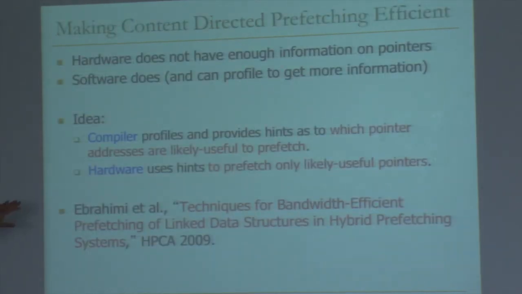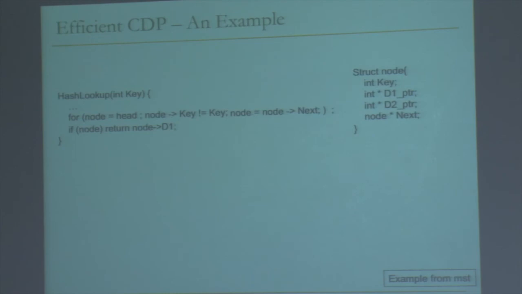So one idea is to have the compiler profile the program and provide hints as to which pointer addresses are likely useful to prefetch in a cache block. And the hardware can use these hints to prefetch only likely useful pointers. And I'll give you a very brief example, and then we'll stop after that. And this is described in this paper.